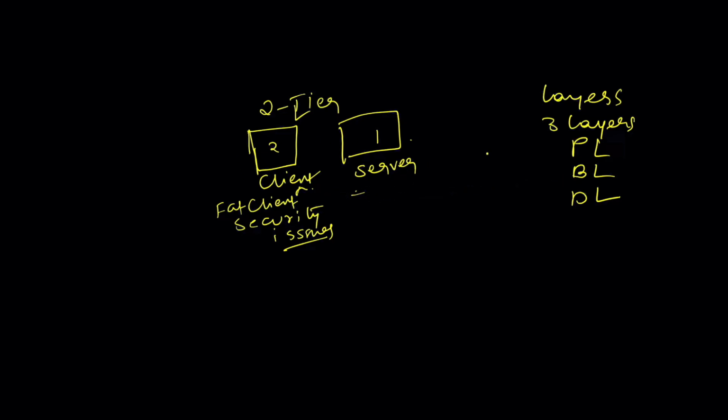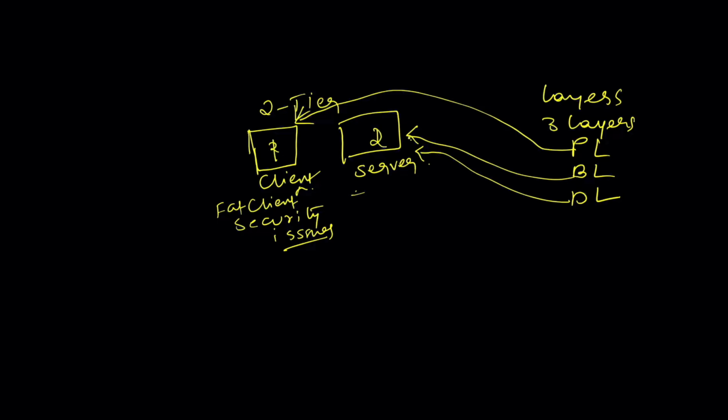Okay, we will be taking this presentation layer on the client side, and the business layer will be on the server side, and the data layer will also be on the server side. So now in this case, the server is here, we have only one layer on the client and two layers on the server. In this case, it will become a fat server.